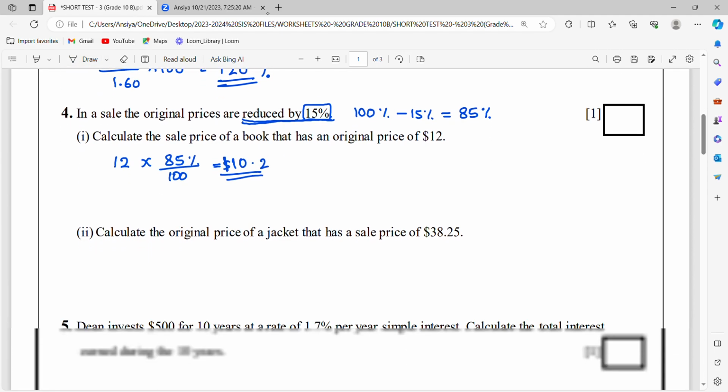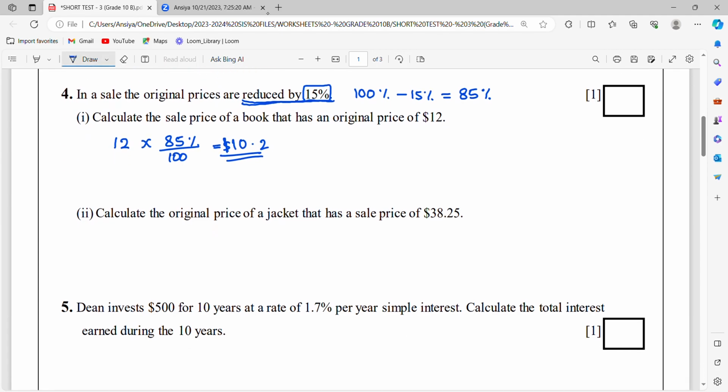Okay, next one. Continuation question. Calculate the original price of a jacket that has a sale price of $38.25. So this is a reverse question. Before, the original price was given, or I'll write it as cost price. Cost price with its percentage gives the selling price. Here it is the same, but the cost price, the original price, is missing, and the sale price is given. Cost price with its offer percentage gives the sale price, where the sale price is given, 38.25.